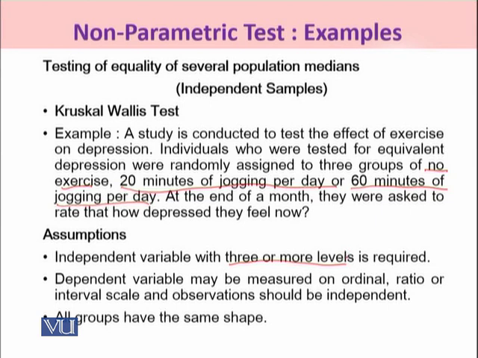The one group with no exercise, the other group with 20 minutes of jogging, and then the 60 minutes of jogging, the third level. And the dependent variable should be measured on ordinal, ratio, or interval scale of measurement. So as you can see, the level of depression is being calculated in the form of scores, which are quantitative in nature. So students, so far we have learned how on different real life data sets we can apply and see the appropriateness of various non-parametric tests.